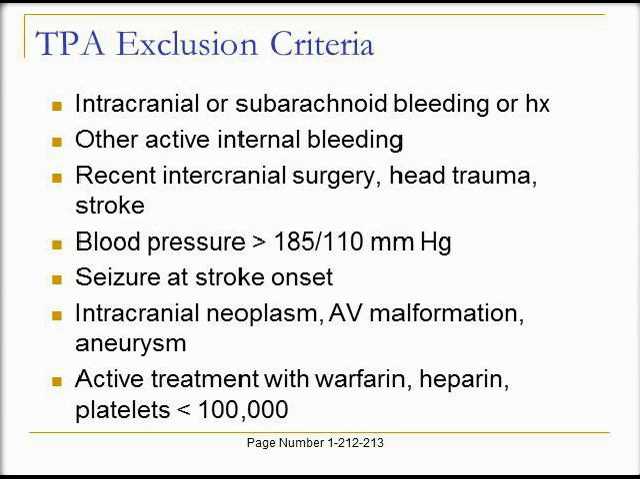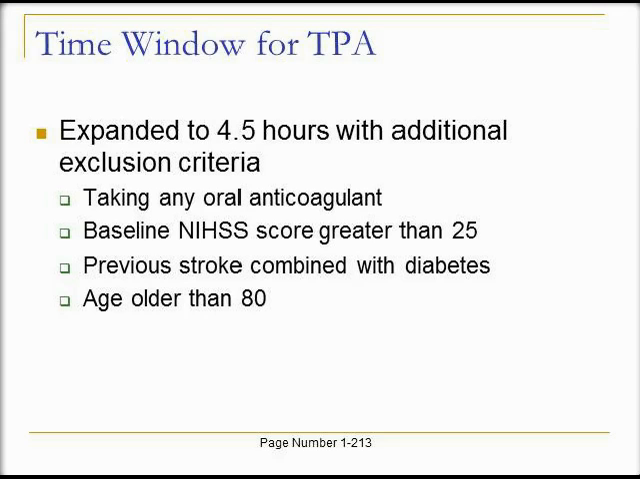If the patient has a seizure at stroke onset, which may indicate some blood we haven't seen, may indicate a larger stroke, it also could mask some post-ictal things, could mimic stroke symptoms, so we don't want to treat a seizure with TPA in general. If the patient has a tumor in their head, an AV malformation, or an aneurysm, those are all contraindications. And then if the patient's on active treatment with warfarin, meaning that their INR is above 1, they're on active treatment with heparin with an elevated PTT, or if they have thrombocytopenia, we don't want to give something that's going to cause bleeding.